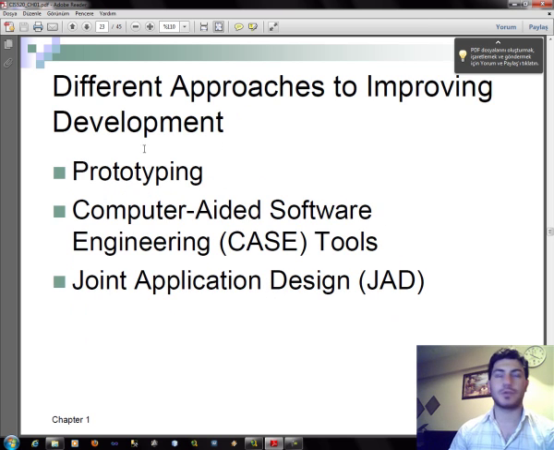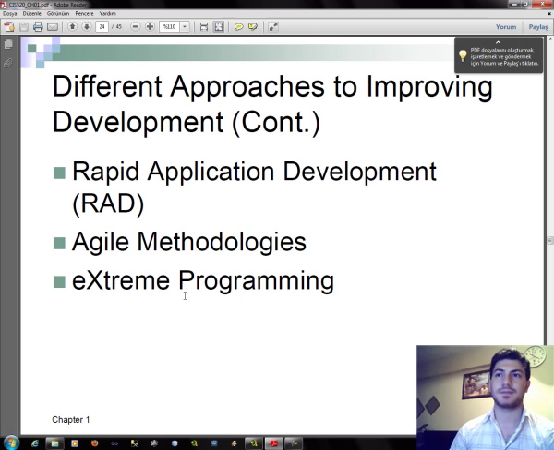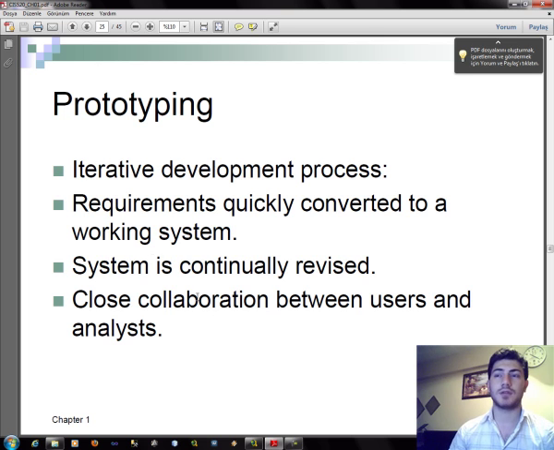Different approaches to improving development: prototyping, computer-aided software engineering tools, joint application design, rapid application development, agile methodologies, extreme programming. Now let's start with prototyping.